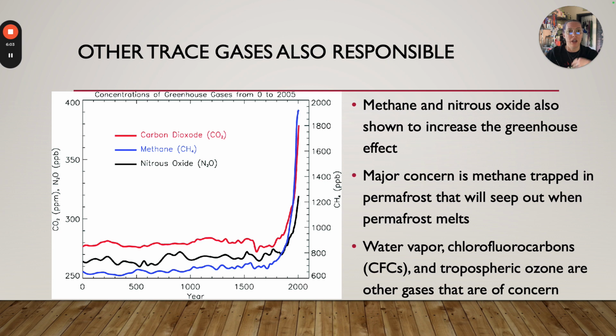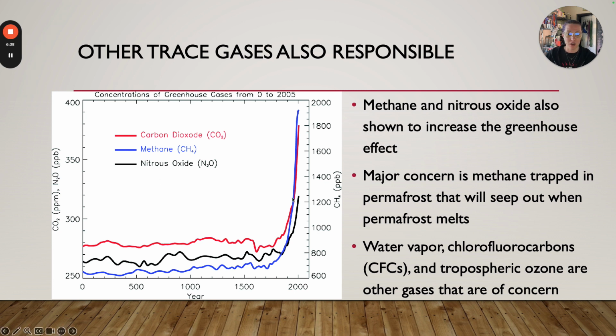And so what are the gases that are responsible for this? Of course, we know about CO2, we know about methane, and nitrous oxide is also in this as well. We also have a concern that methane is trapped in some of the permafrost in the Arctic regions that will seep out as that permafrost starts to thaw out. And of course, we've talked about methane in other instances when we talked about oil and natural gas extraction. So those are certainly cause for concern as well.